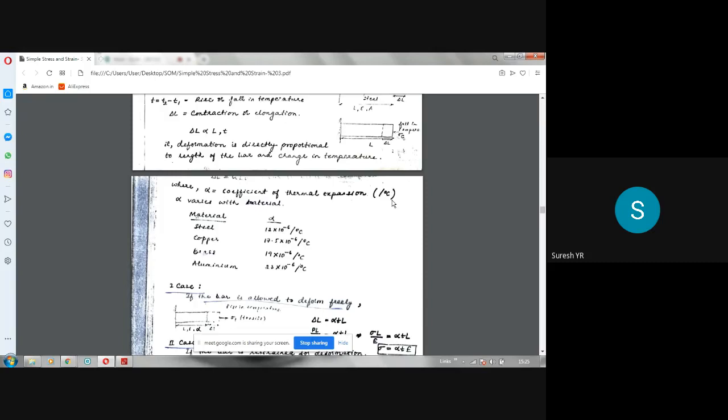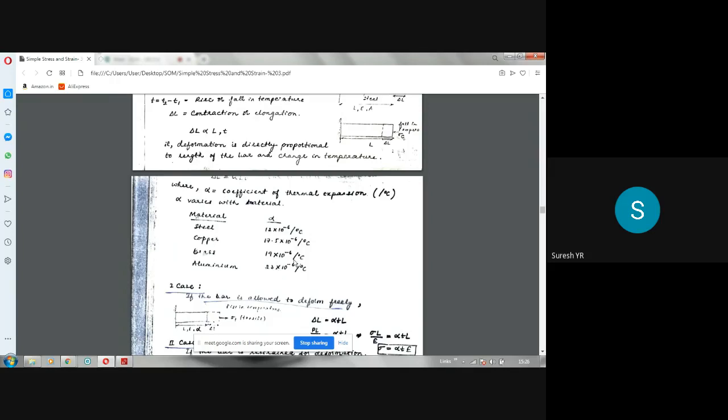So the values are given here. For steel, alpha value is 12 into 10 power minus 6 per degree centigrade. For copper, 17.5 or 18 into 10 power minus 6 per degree centigrade. For brass, this is the value. For aluminum, this is the value. That means it all depends on the type of the material of the bar.